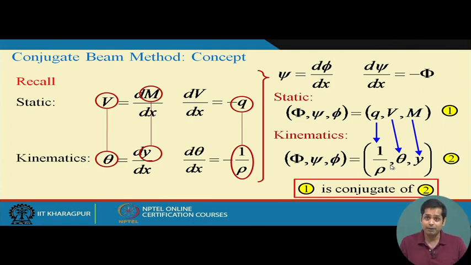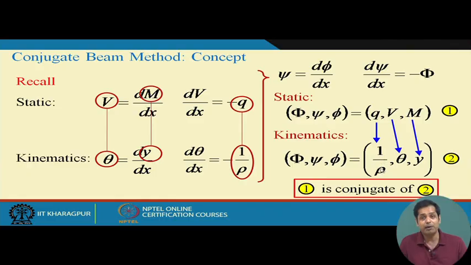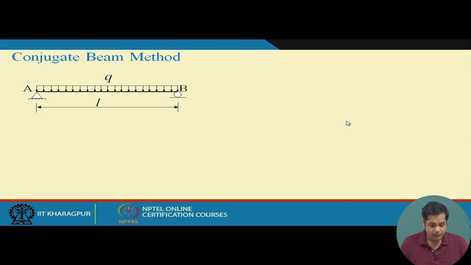Now, if we do that, we determine the internal forces in system 1. Internal forces are V and M. Since q is replaced by 1 by rho, the internal forces in system 1 will give us the other two kinematic variables of system 2, theta and y, and this is the conjugate beam theory. Let us demonstrate this through an example. Suppose we take a simply supported beam subjected to a uniformly distributed load. We have seen this problem several times.